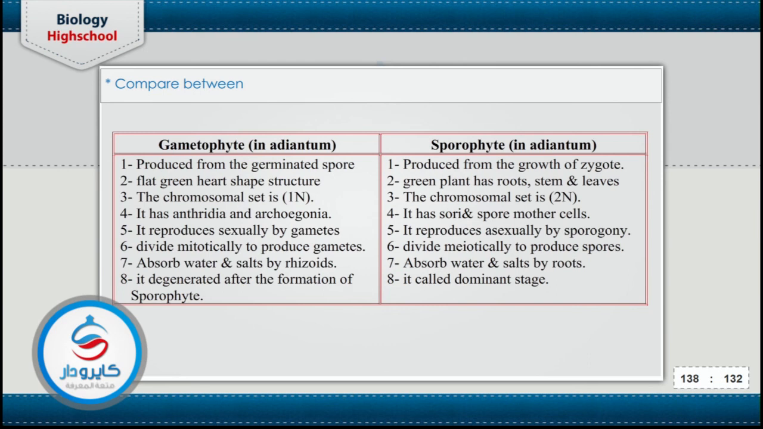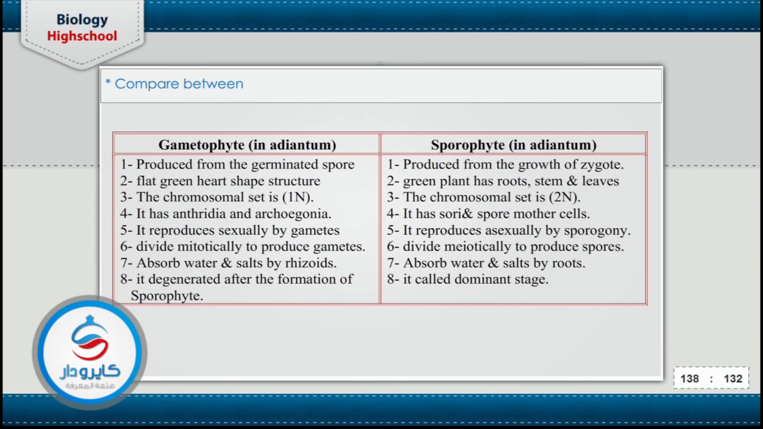The gametophyte has antheridia and archegonia, which act as gonads of the fern, but the sporophyte contains sori, each sorus containing the sporangium, which contains the spore mother cell 2N. Reproduction sexually takes place by gametes in the case of the gametophyte because it forms male and female gametes, but the reproduction is asexual by sporogeny in the case of the sporophyte. The gametophyte reproduces by mitosis to produce gametes, but in the case of the sporophyte by meiosis to produce spores.